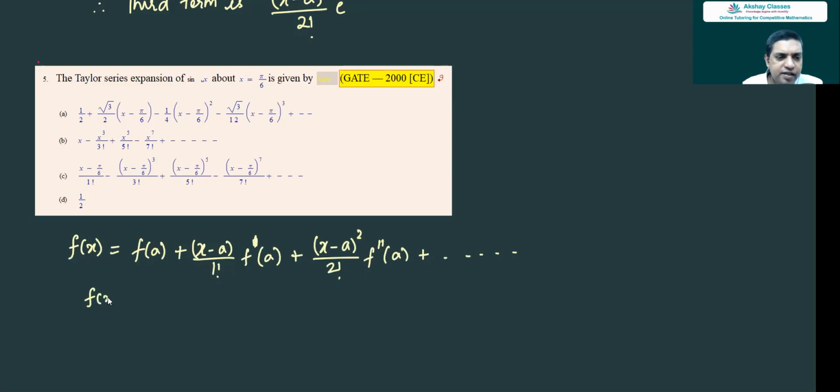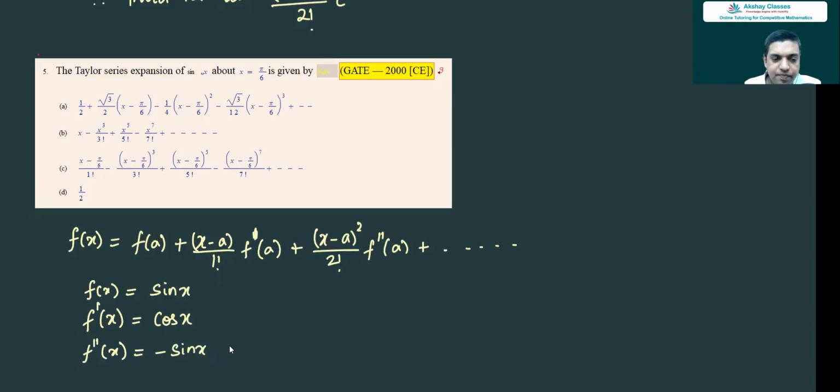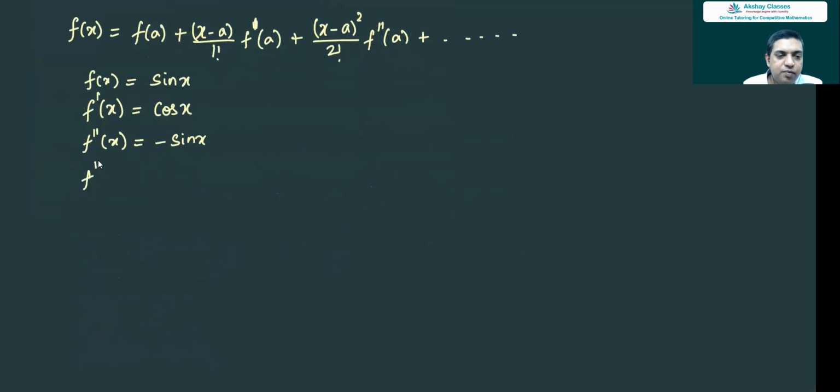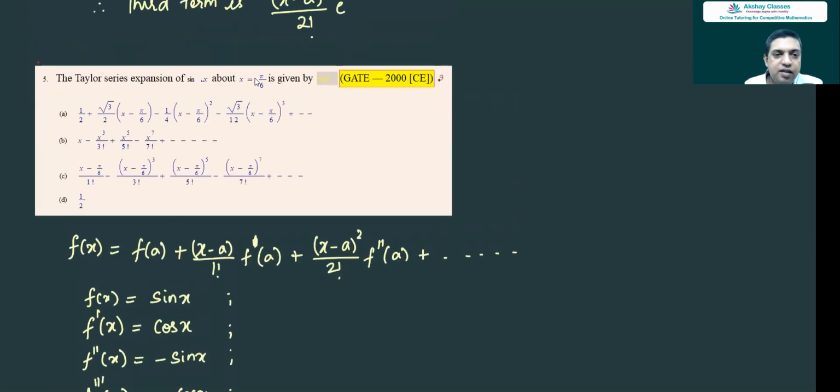So f of x is sin x. What is the derivative of sin x? Cos x. What is the derivative of cos x? Minus sin x. And what is the derivative of minus sin x? It will be minus cos x. Now, we are expanding about x equal to pi by 6. So what is f of pi by 6?